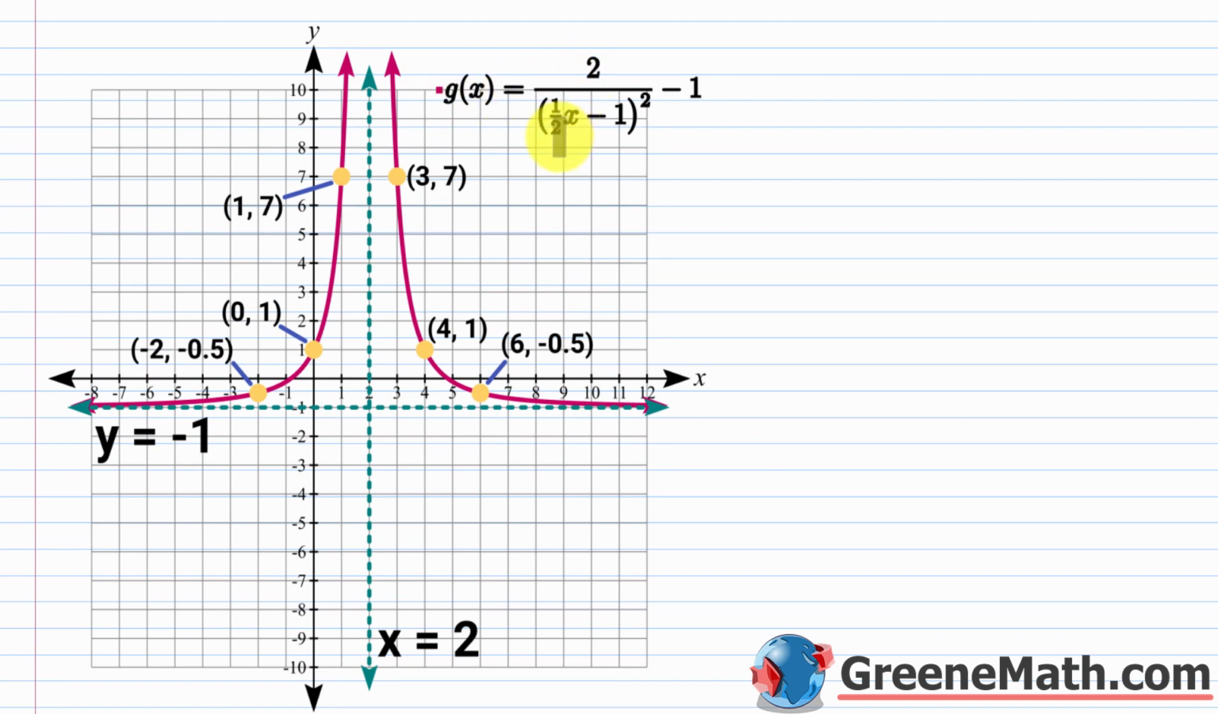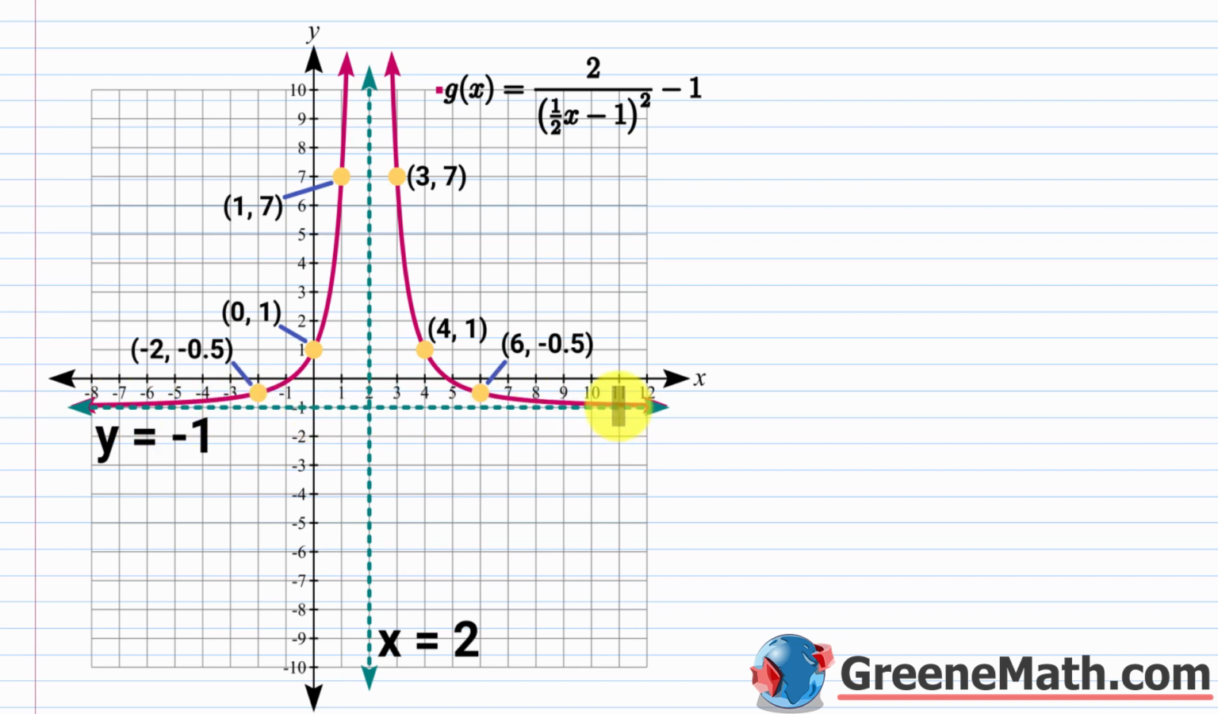All right, so looking at the graph, this is going to be for, again, g of x is equal to 2 over the quantity 1/2 x minus 1 squared, and then we have this -1 here. You see the points that I just talked about. For this piece of the graph right here, you have -2, -0.5, you have 0, 1, and 1, 7. For this piece right here, you have 3, 7, you have 4, 1, and 6, -0.5. Now, you can get more points if you need them, but I think that's enough to get a good sketch going. You need to know this vertical asymptote is x equals 2, and this horizontal asymptote is y equals -1.